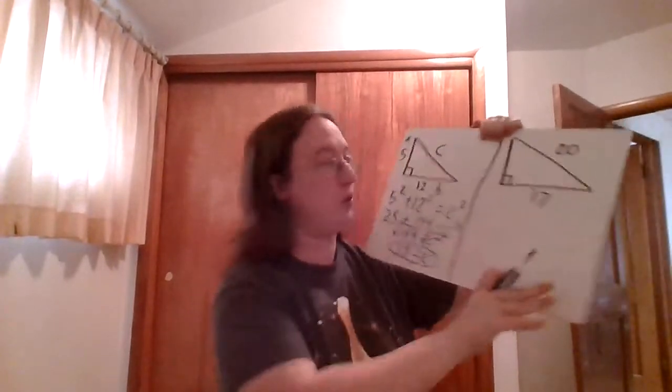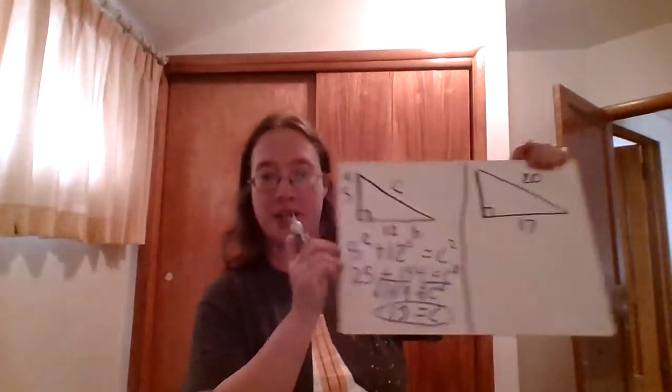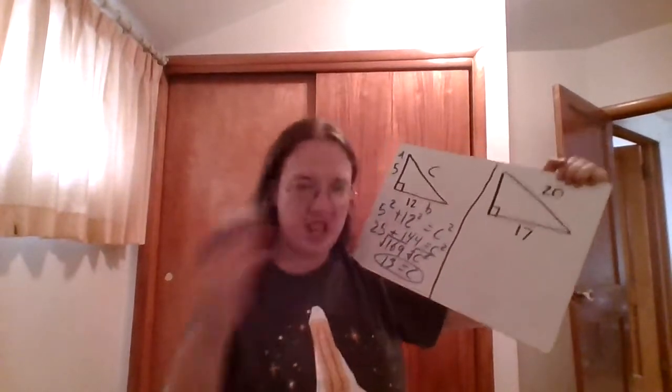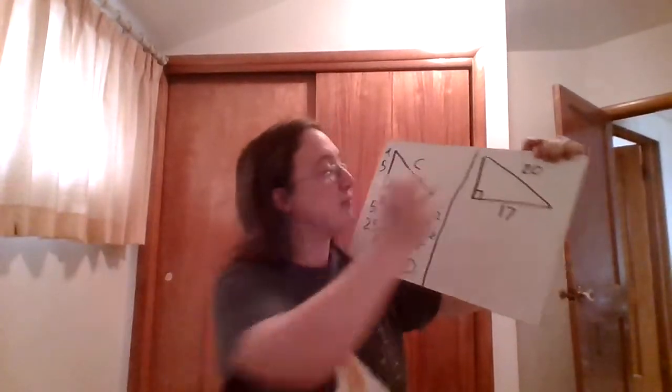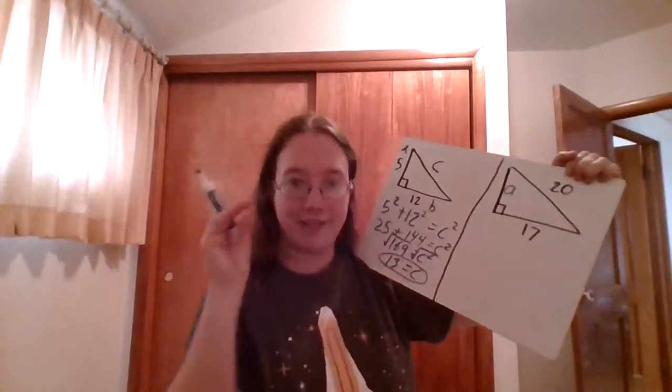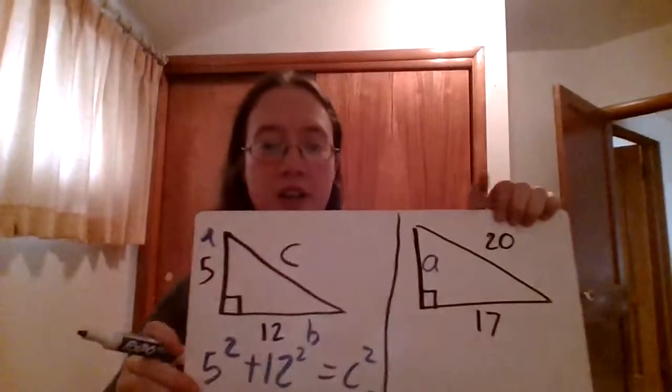Okay. Now we're going to do the same thing over here on this one, but instead of looking for C, we're looking for either A or B. I'm going to call it A. You can call it either A or B. A and B can be in either order, but C has got to be your longest one. So I'm going to call this longest one over here C.